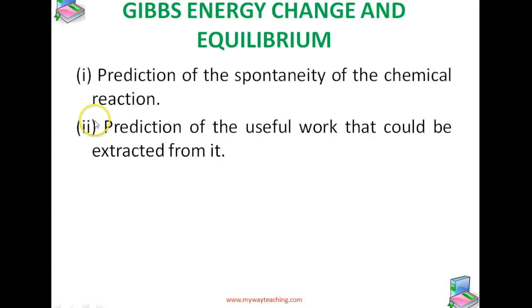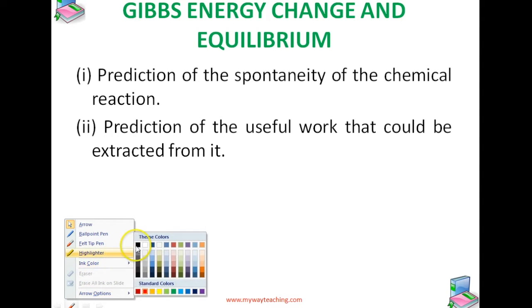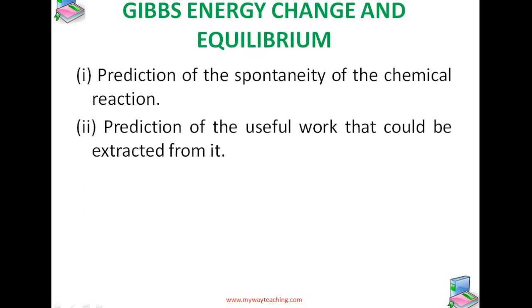Next topic is Gibbs energy change and equilibrium. In Gibbs energy, you now have some idea of what Gibbs energy change means. Now I will explain change and equilibrium. We have seen how knowledge of the sign and magnitude of the free energy change of a chemical reaction allows two things. The first is prediction of the spontaneity of a chemical reaction, and the second is prediction of the useful work that could be extracted from it.